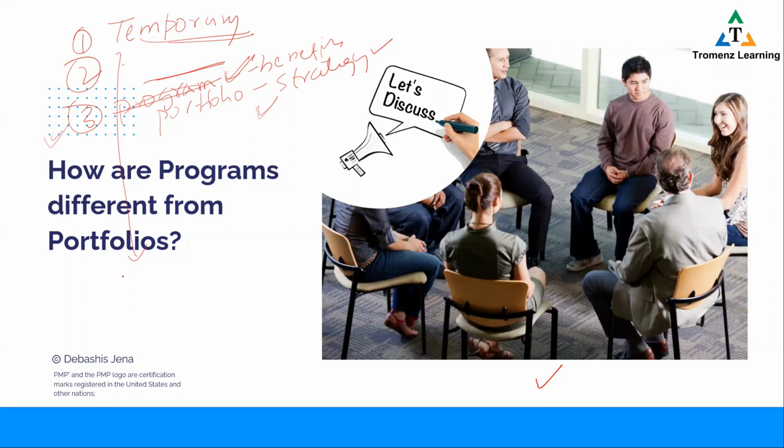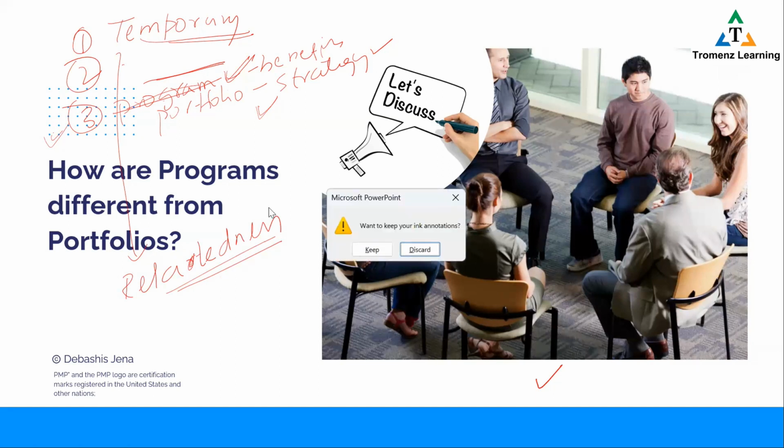I'll give you one more. Relatedness. Relatedness means, in a program, the components must be related. Remember I said a program is a set of related projects. If they're not related, then you don't make a program out of it, please. But come to portfolio. The components in a portfolio may not be related. So this is another big difference.